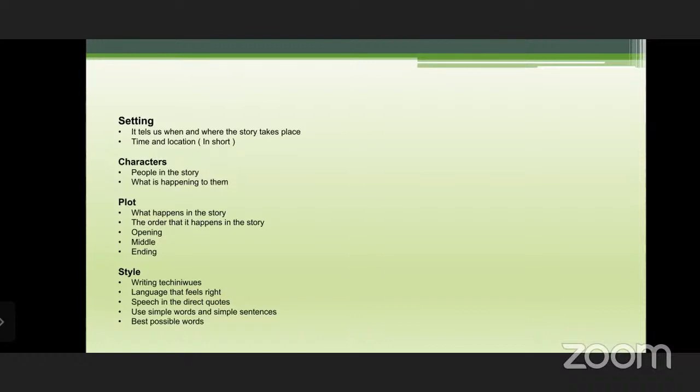And the next one is plot. So what do you mean by plot? Plot is how we are going to structure or prepare a strategy for story writing.